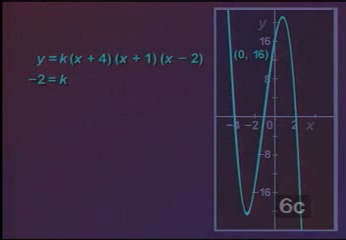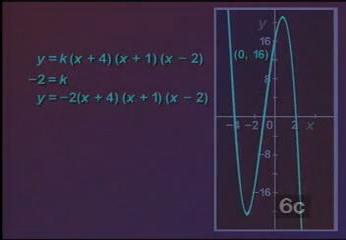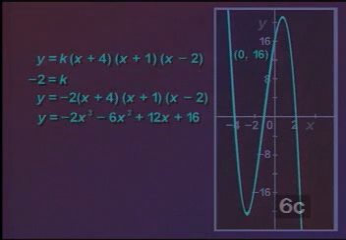We now have found the unique equation represented by this graph. y equals -2 times (x plus 4) times (x plus 1) times (x minus 2), or in the expanded form, y equals -2x cubed minus 6x squared plus 12x plus 16.